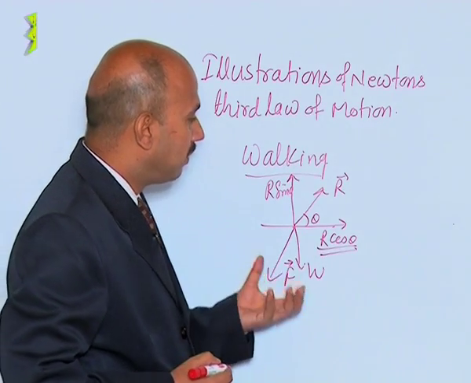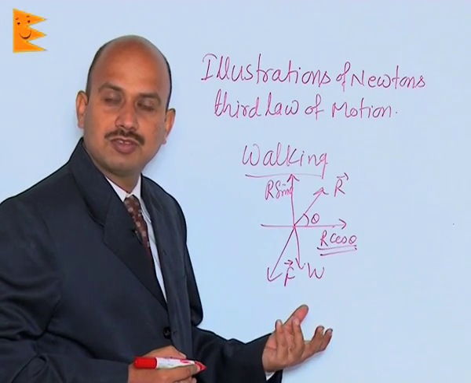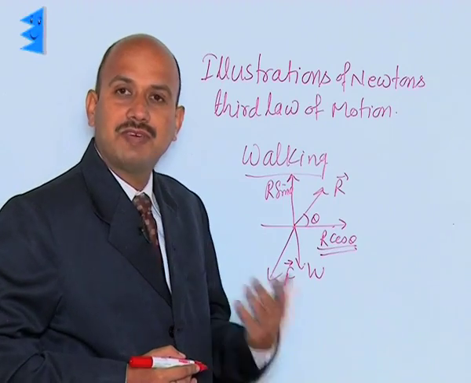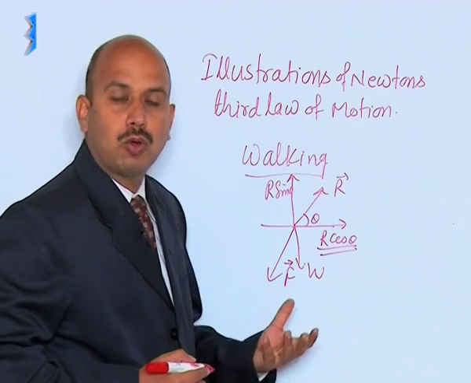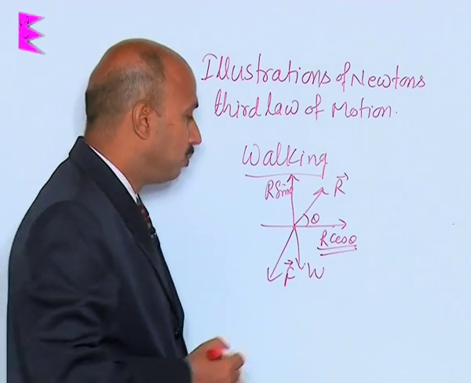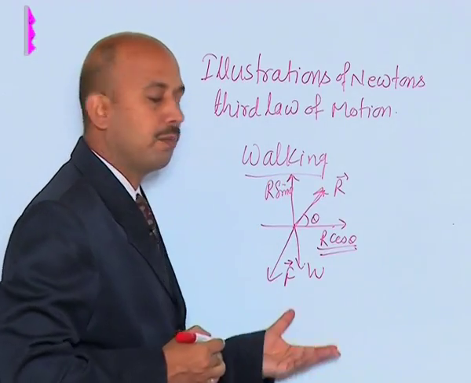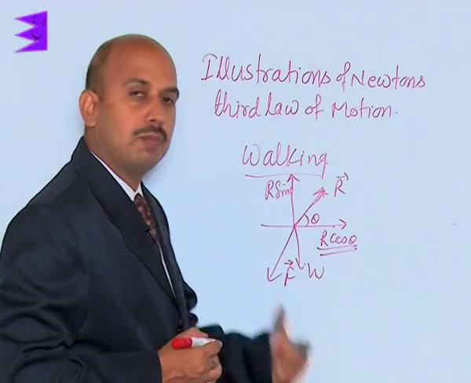So, for drawing the forces acting on the system, first you have to choose the system. Drawing the forces acting on the system is also known as a free body diagram. So, we have drawn a free body diagram here. The man is pushing the ground, the ground is applying force on the man in this direction, and then its components and all that. So, this is another example of Newton's third law of motion.